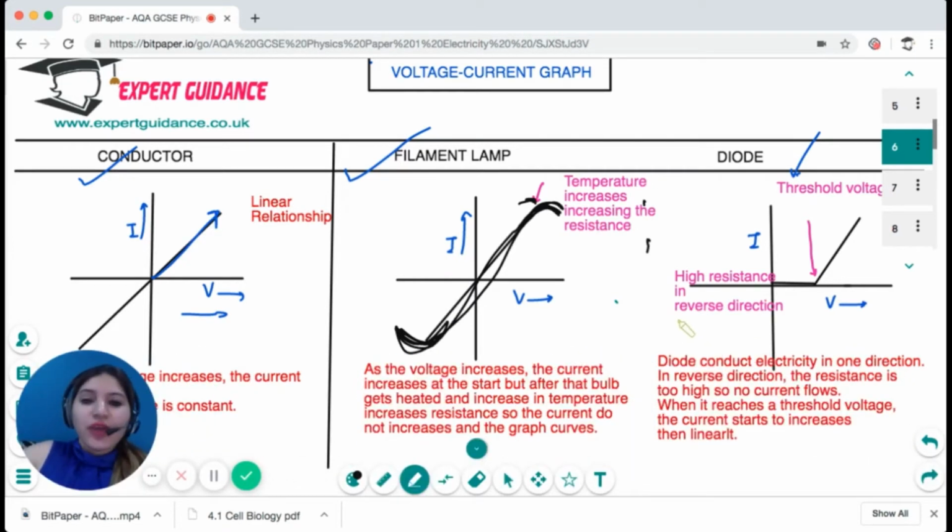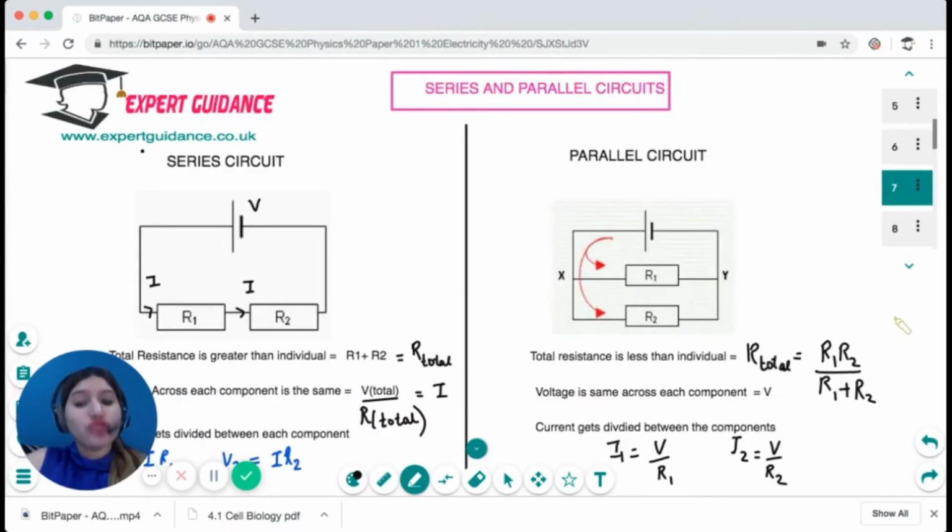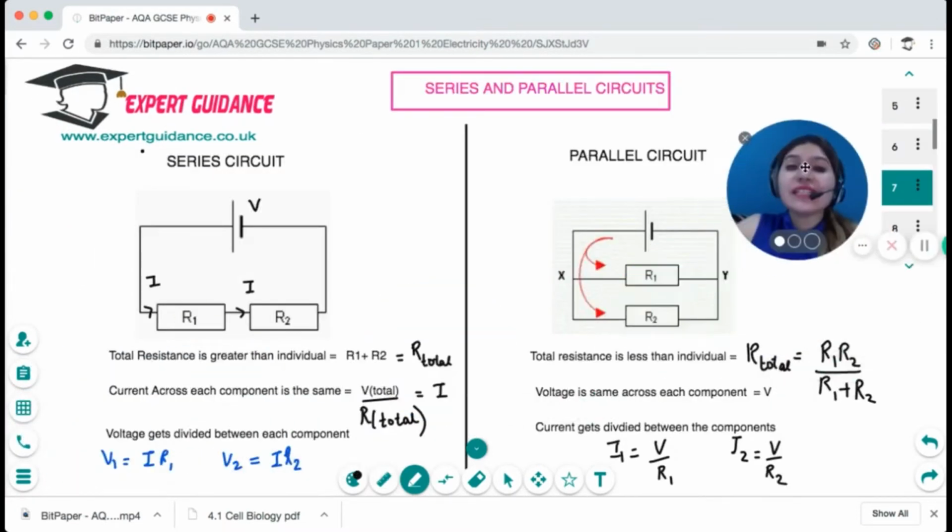Next is a diode. Remember, a diode conducts electricity in one direction. So there's a flat line in the reverse direction, and the diode needs a certain threshold voltage, and then it starts to conduct the current. So this point is your threshold voltage. In the reverse direction, the resistance is too high, so no current flows. When it reaches the threshold voltage, the current starts to increase, and then it becomes a linear relationship. Okay, so I hope these voltage-current graphs are clear to you. You should be able to sketch them in the exam and explain these shapes.